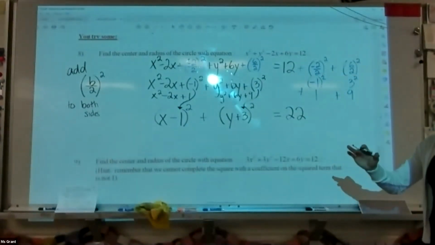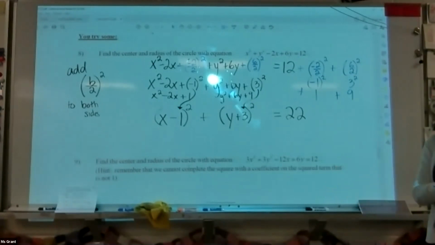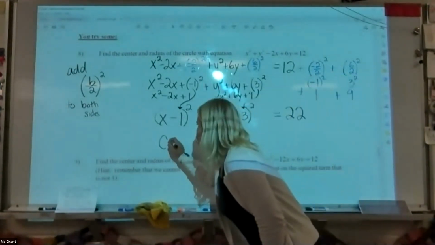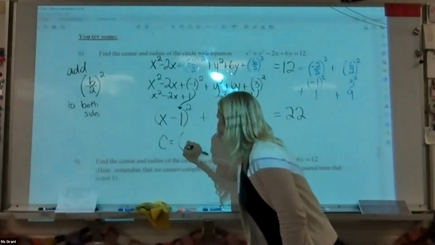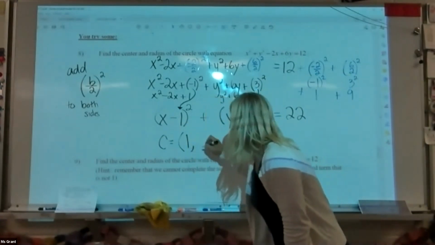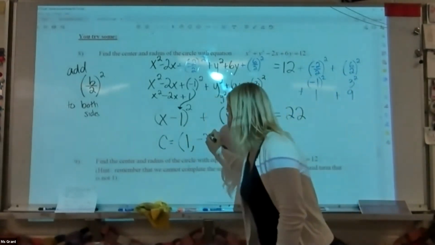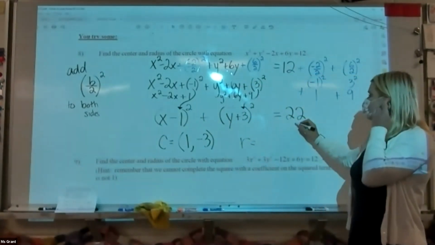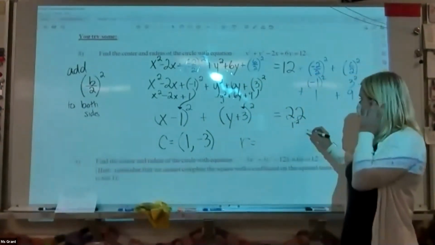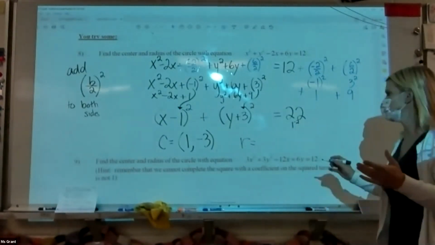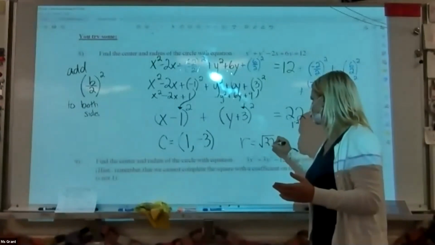I stop here because I'm done. I am now able to find my center and I am able to find my radius. My center is going to be opposite sign, right? Positive 1, negative 3. My radius, this is r squared, which means to get r, I actually am doing square root of 22.